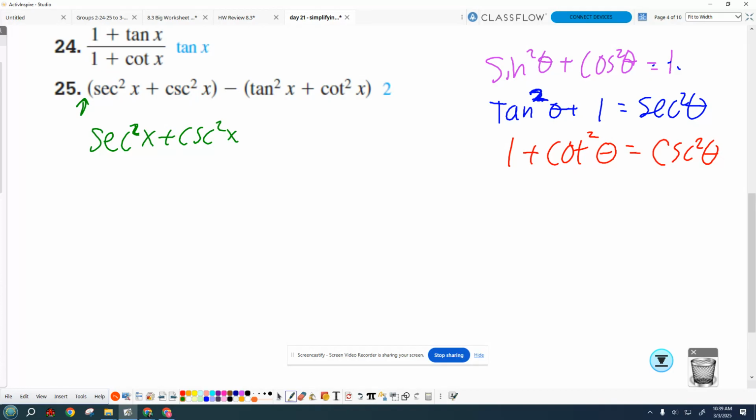Okay, trickier though. Sherry, what number is written in front of these parentheses? Negative 1. So how do I make those parentheses go away? Distribute the negative.